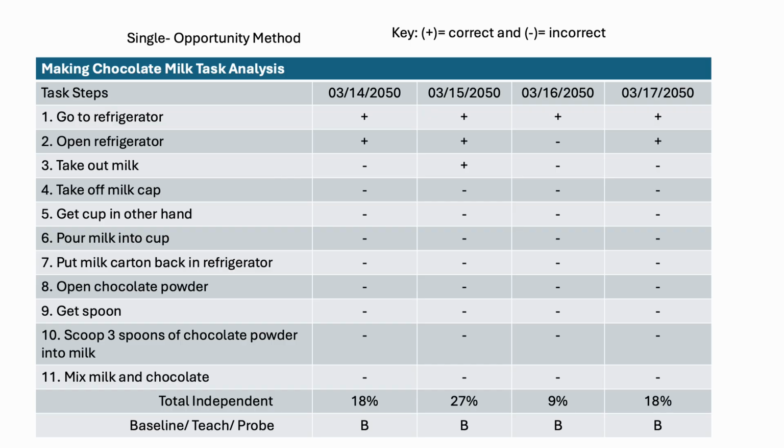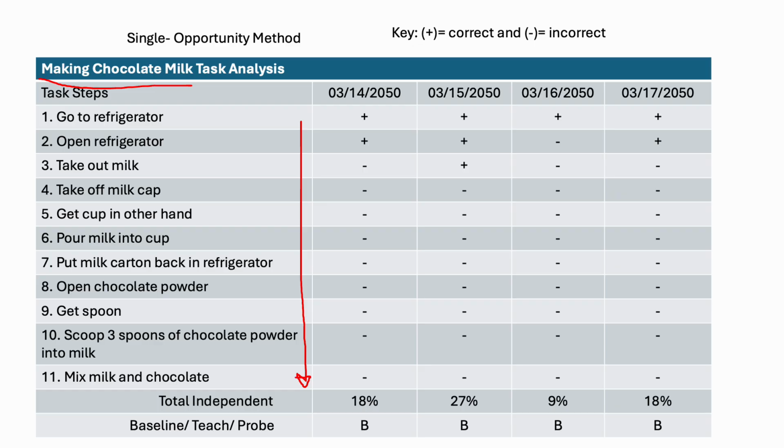So here is a task analysis. Let me get my highlighter. Okay. This entire list here is our task analysis for making chocolate milk, okay? And if we're using the single opportunity method, we're basically going to give the client the opportunity to engage in all of these responses, all of these behaviors, okay? If they can engage in all of them, wonderful.